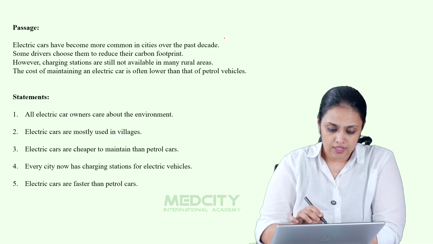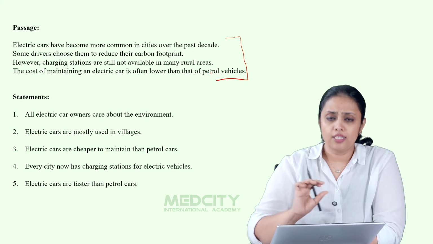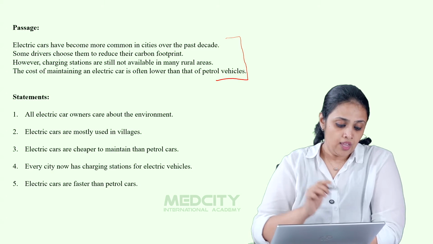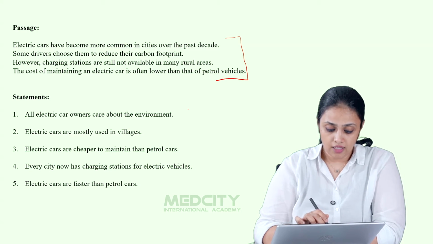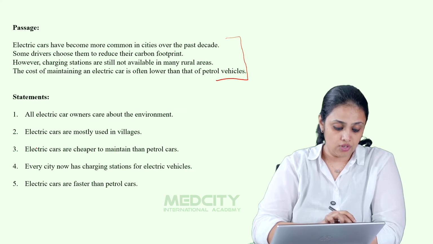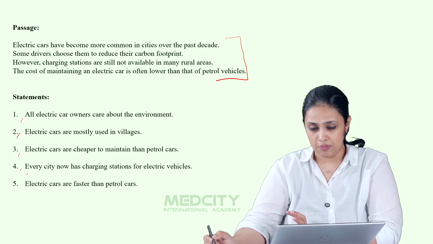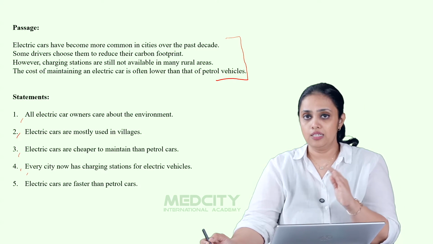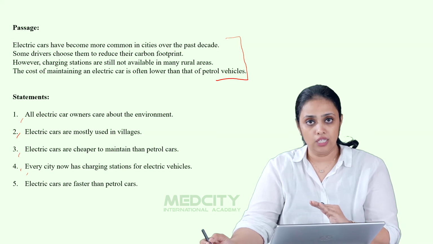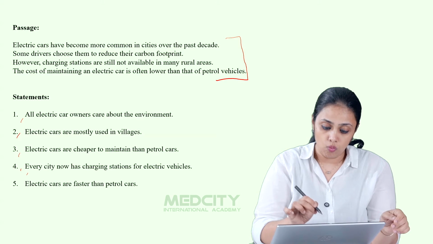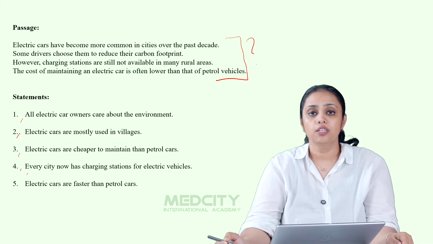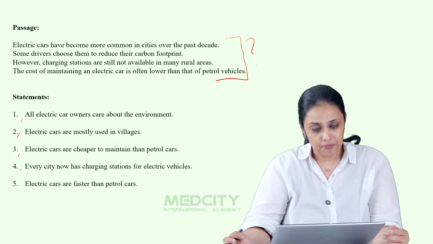Now, I have a very simple section from a passage, and you have the statements here. These are the questions, 1, 2, 3, 4, 5. These are the given statements. Now what you need to identify is whether it is yes, no or not given by comparing it with what the writer has claimed in the passage.